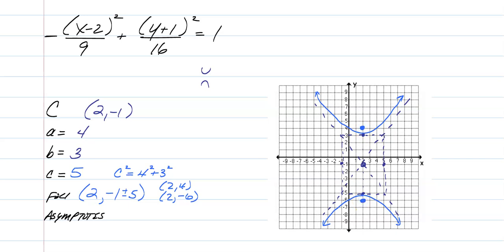Last step, our asymptotes. We're going to use our center. So we're going to have y plus 1 is equal to our slope, and then x minus 2. And our slope is plus or minus. We went up 1, 2, 3, 4, and right 3. So the slope is plus or minus 4/3. And that's that.